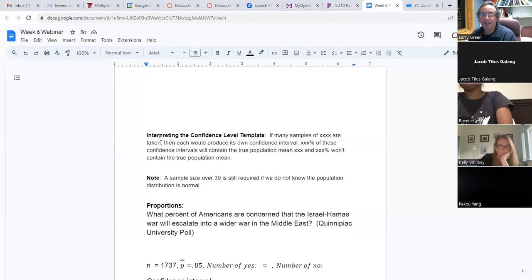Okay, and for the level, if many samples of the same size are taken, then each would produce its own confidence interval. Whatever percent it is, 95 was what we did, of these confidence intervals will contain the true population mean, in our case, age of first kiss, and however other percent won't contain the true population mean. Any questions on the confidence interval for a population mean?